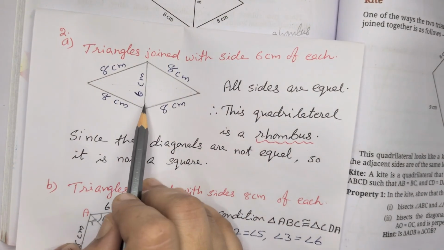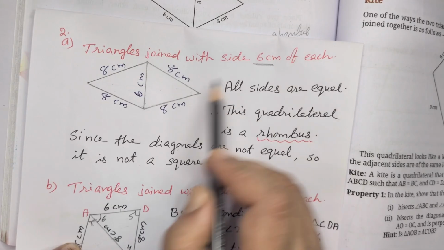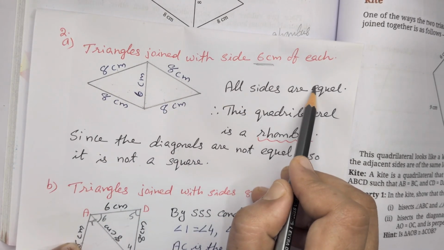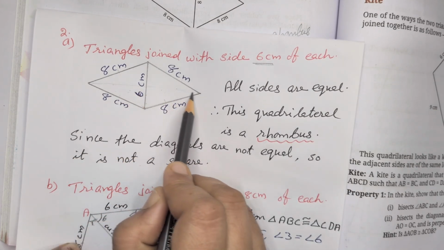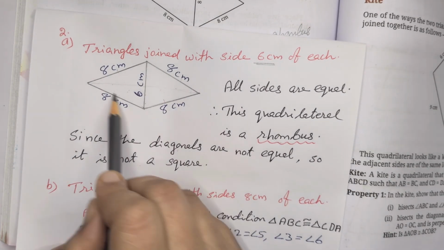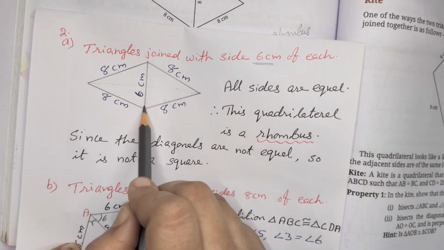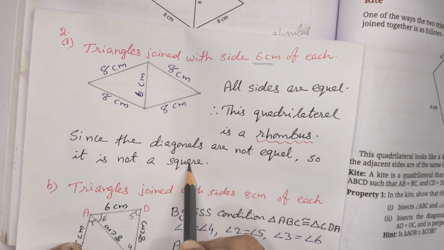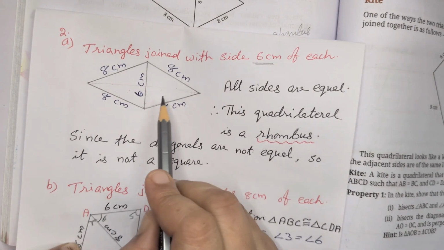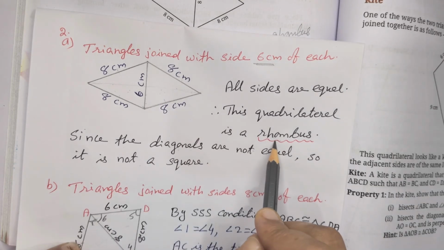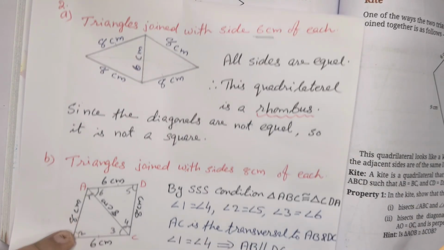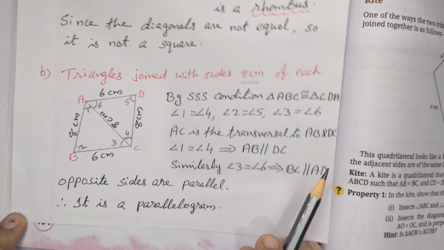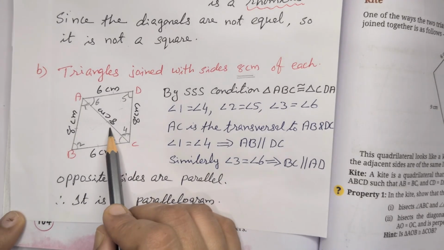In the first shape, when we join the 6 cm side, we get it this way. Here we can see all four sides are equal, but the diagonals are different in length. This is a longer diagonal when we compare it with this side. Since the diagonals are not equal, it is not a square. All sides are equal, so this quadrilateral is a rhombus. In the second case, the triangles are joined along the 8 cm side, and we get a shape like this.